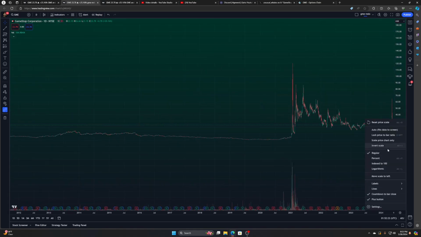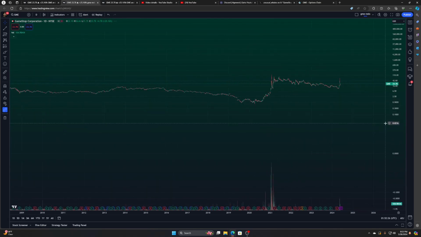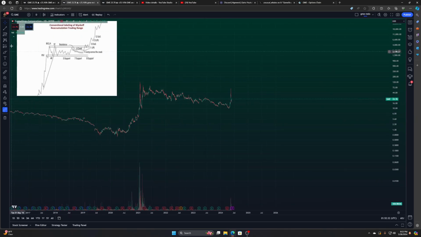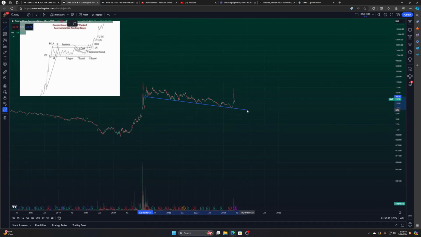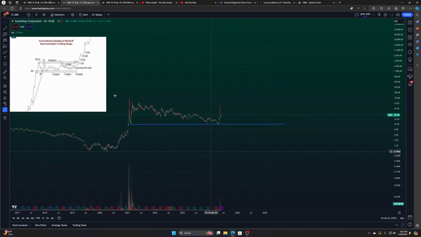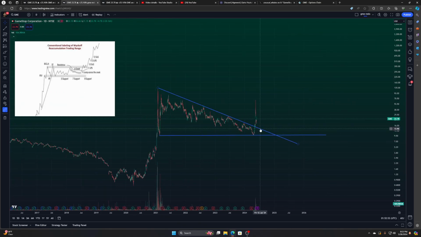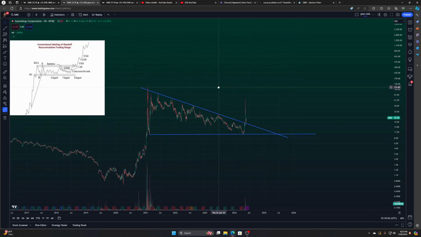We put this in logarithmic scale. Let's base this on here. So instead of making a channel here, which I think is 100% valid, if we take the bottom here, we make something like this. This is more like a descending wedge type pattern. This can make more sense for this Wyckoff reaccumulation. Honestly, we could bring this down and bring that up here. Yeah, that makes more sense for me.